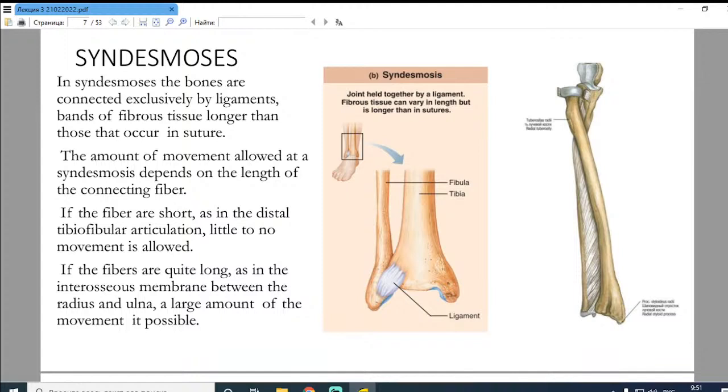If the fibers are quite long, as in the interosseous membrane between the radius and ulna, a large amount of movement is possible. It is an example of syndesmosis: tibiofibular articulation, interosseous membrane.